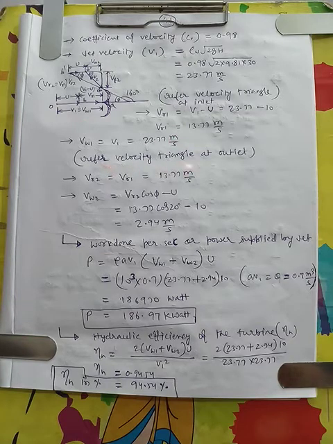So refer velocity triangle at outlet. Now at outlet velocity triangle, VR2 is VR1, that is 13.77 we calculated, and VW2, see this VW2, this one O dash and C dash, this is the C dash.